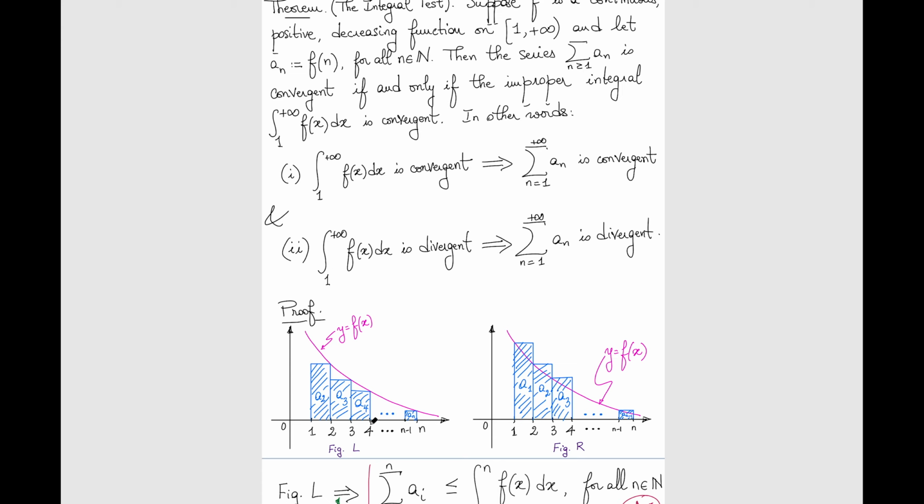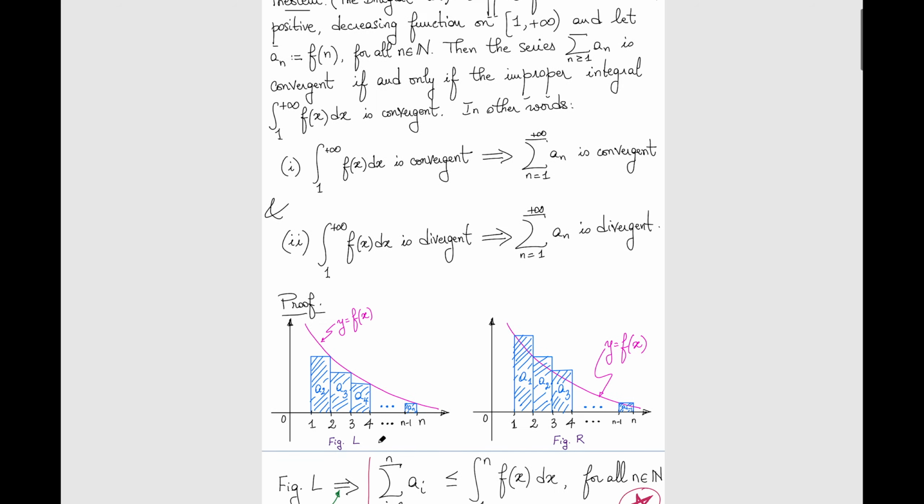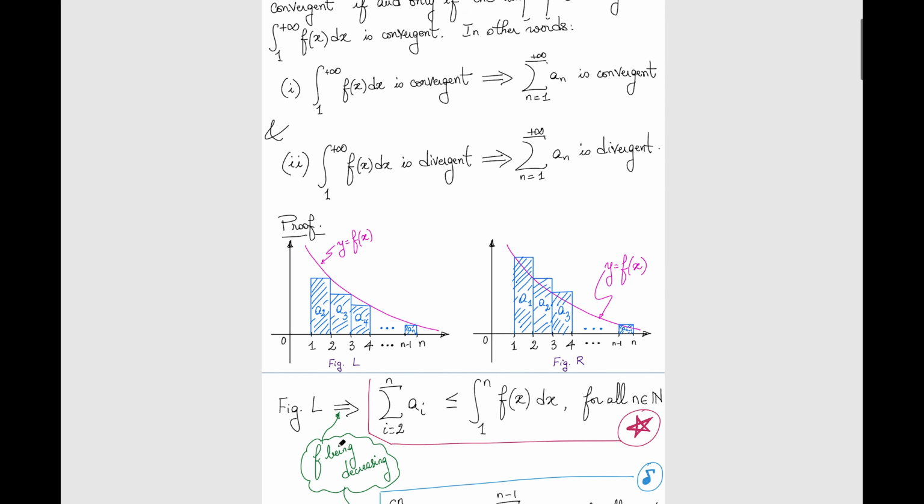This rectangle has area f of 4 times 1, which is f of 4, and f of 4 is a4, and so on. And the last one is an, which is f of n, right? Okay. So from this figure, in fact, the ingredient that's needed to derive the star inequality is that the function is decreasing.